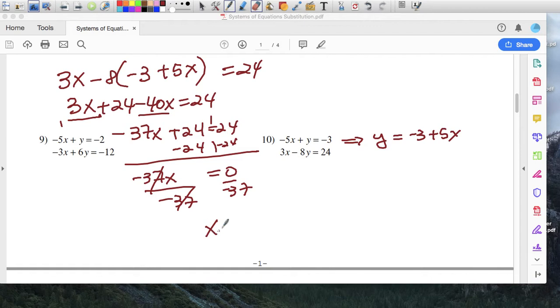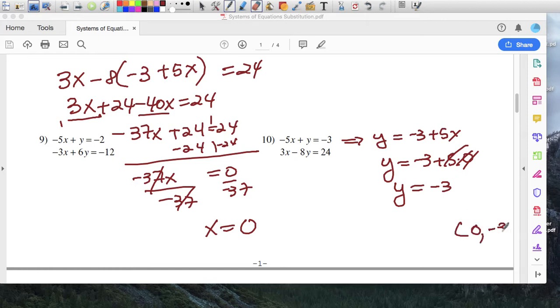So to check, I go to my first equation. I get negative 5 times 0 plus y, which is negative 3, equals negative 3. Let's see if that's true. I substitute 0 for x and negative 3 for y, right? So negative 5 times 0 is just 0. 0 plus negative 3 is just negative 3. That's definitely negative 3 on the other side, so we're good there.